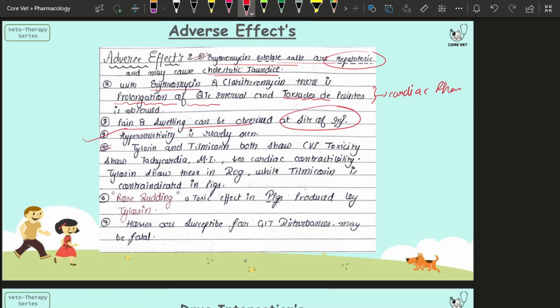Hypersensitivity is rarely seen. And if we talk about two drugs, tylosin and tilmicosin, okay, both these drugs show cardiovascular toxicity. Okay, and what happens in this particular scenario? Tachycardia, myocardial infarction, and decreased cardiac contractility can be observed with the usage of these drugs. So tylosin shows these symptoms in dogs, while tilmicosin is contraindicated in pigs due to similar clinical signs, right?